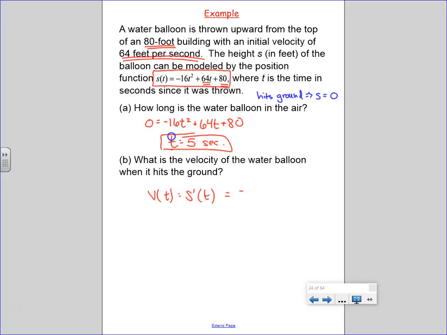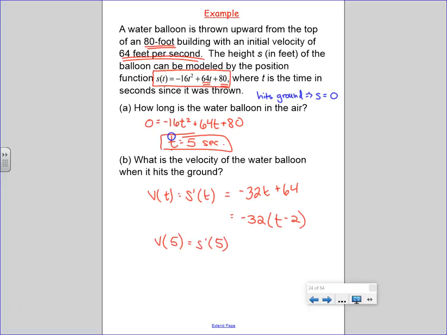Take the derivative. Negative plus, I guess I could, but what am I going to do anyway? Plug it in, plug it in. But I guess I could go ahead and pull out a negative 32 if you want to, and it'd be T minus 2 if you want to. But we just need basically velocity at 5 because it says when it hits the ground.